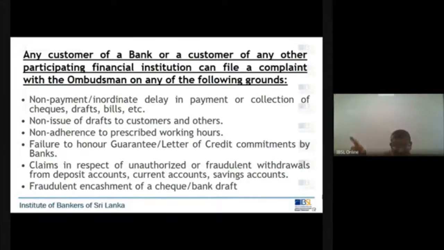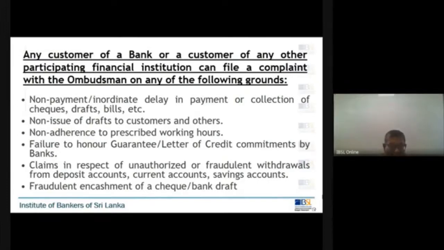Now, we are going to discuss the customer charter. You have to show your bank opening hours and closing hours, right? If you are deviating from that, you can complain. So there are so many complaints: fraudulent withdrawal from your deposits, somebody has taken your money, or hidden charges taken by the banks. Those are the complaints that can be made to the ombudsman, right? Okay, clear now.